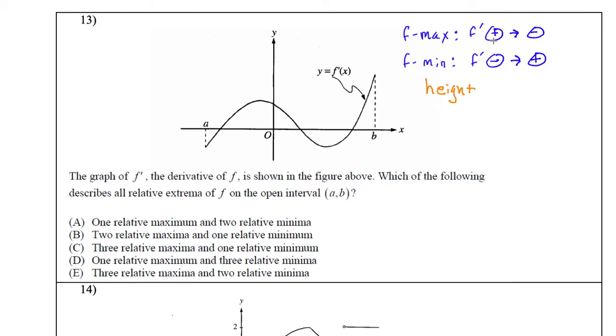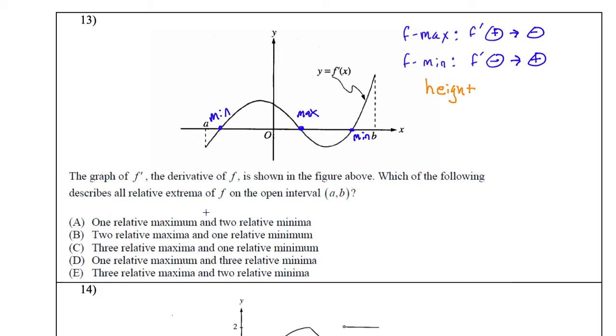So where do I have a height that goes from a positive to a negative? Where do I have a height that goes from a negative to a positive? So let's go ahead and analyze our graph some more. Our height goes from a negative to a positive, so this is a minimum. Our height goes from a positive to a negative on the second point, so that is a maximum. And our height goes from a negative to a positive over here, so that is a minimum. Okay, now let's find a multiple choice answer that has two minimums and one maximum.